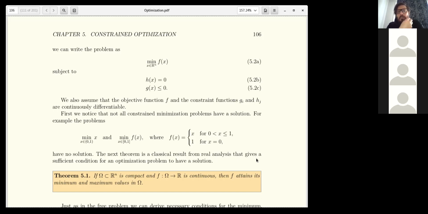There are situations where constraint minimization problems don't have solutions. It's fairly easy to come up with a constraint problem which has no solution. So for instance, if you're dealing with f of x such that it's x when x is between 0 and 1, and it's 1 when x is equal to 0. So this is not a continuous function. If it's not continuous, then it's very, very easy to generate situations where it doesn't have a solution.